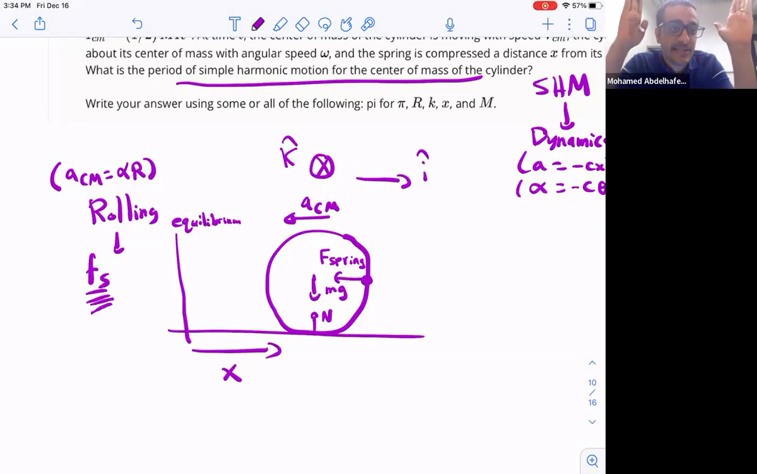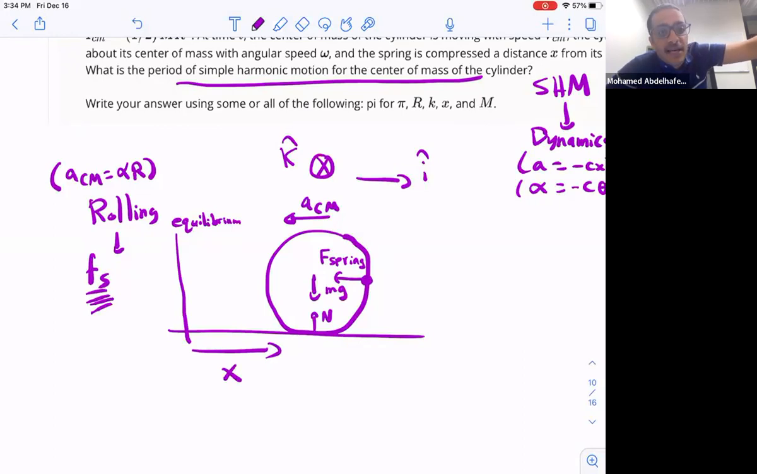Rolling without slipping means translations and rotations are matching, are in sync. At this moment, it is accelerating to the left because of simple harmonic motion pushing it back to equilibrium. So there must be a following alpha. For rolling without slipping, they have to match. So there is an alpha in the same orientation.